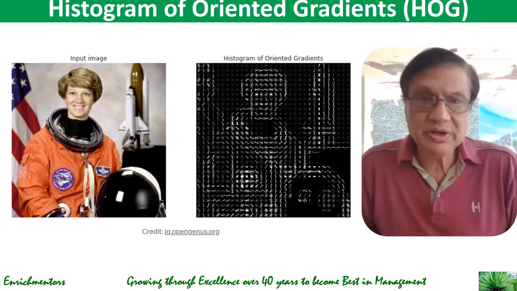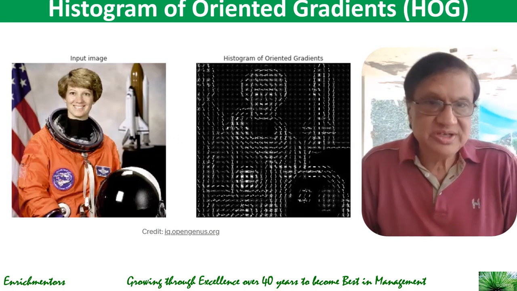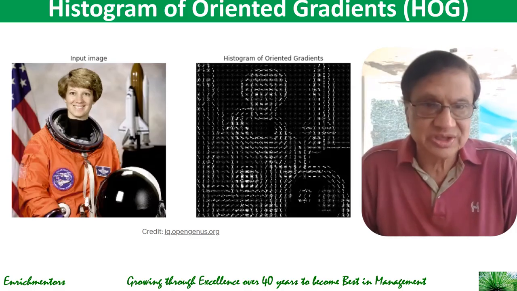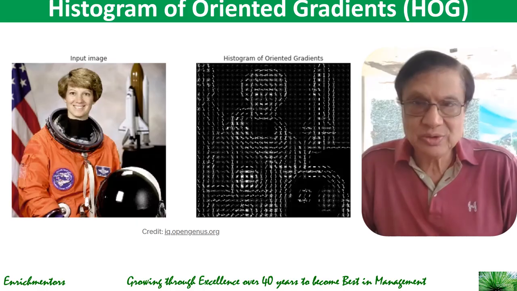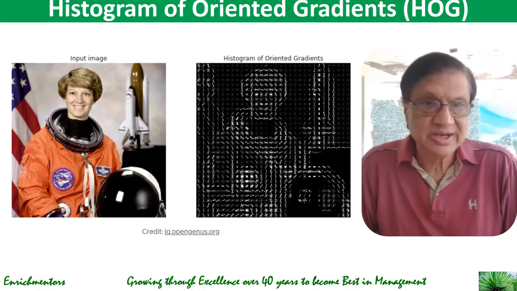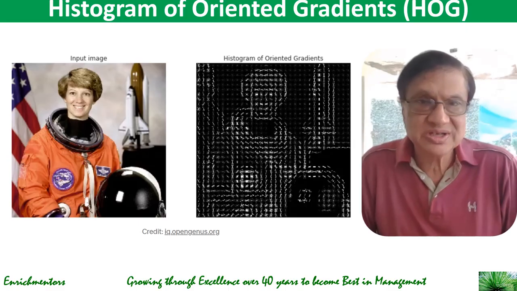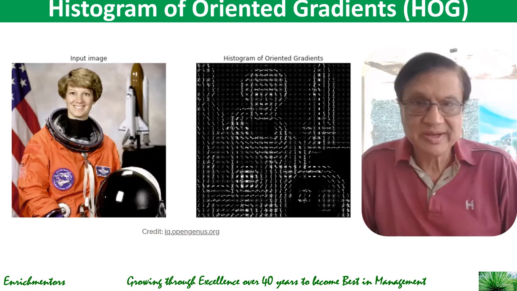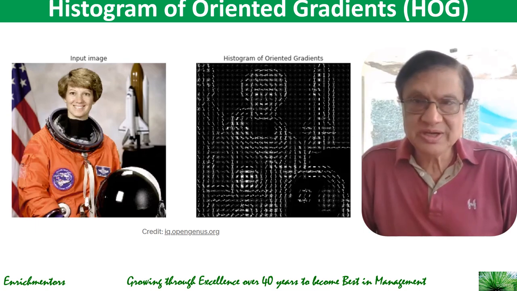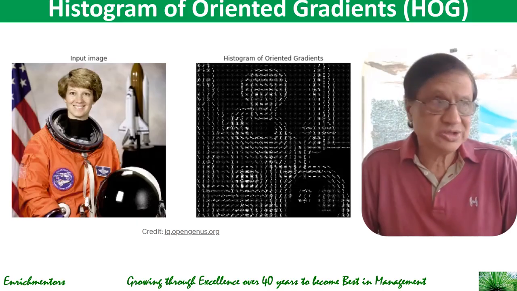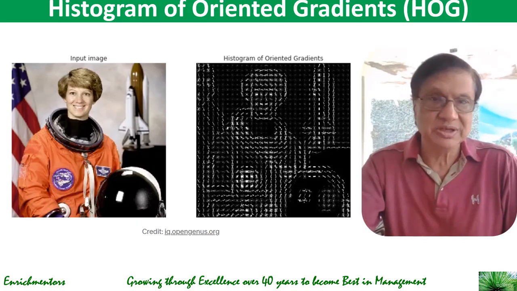The histogram of oriented gradients (HOG) is a popular technique for object detection and recognition, as you can see here. It calculates the distribution of gradient orientations in the local image regions, capturing the shape and texture information of the objects. You can see that very well here. HOG features are often used in pedestrian detection, face recognition, and object detection tasks. So that's all about HOG for the time being.